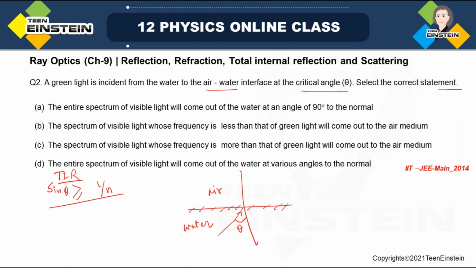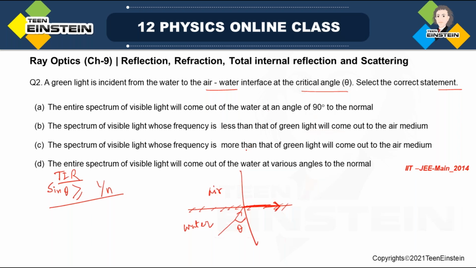The first statement: the entire spectrum of visible light will come out of water at an angle 90 degree to the normal. So the entire visible light will come out of the water at an angle 90 degree to the normal. That means the entire visible light will come out like this. After refraction, it will actually graze the interface. This is what is said in the first option.